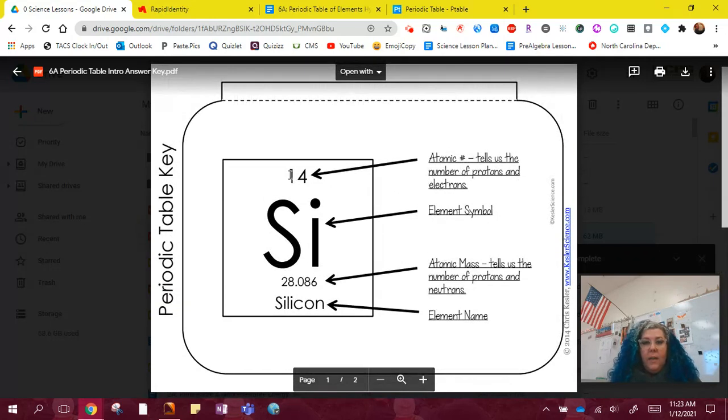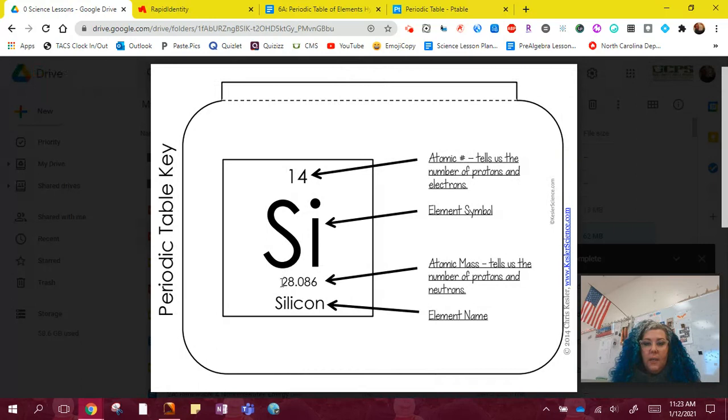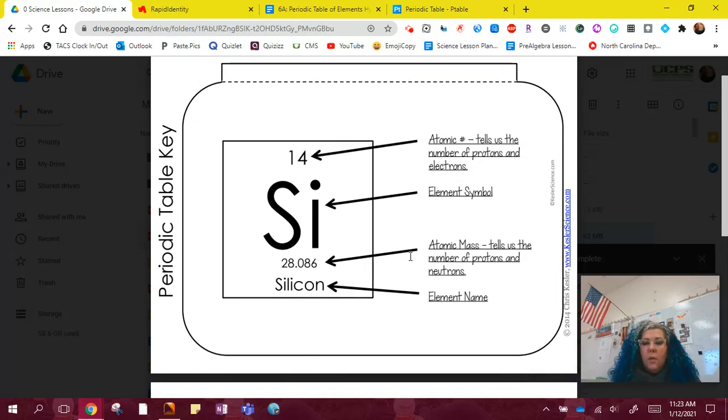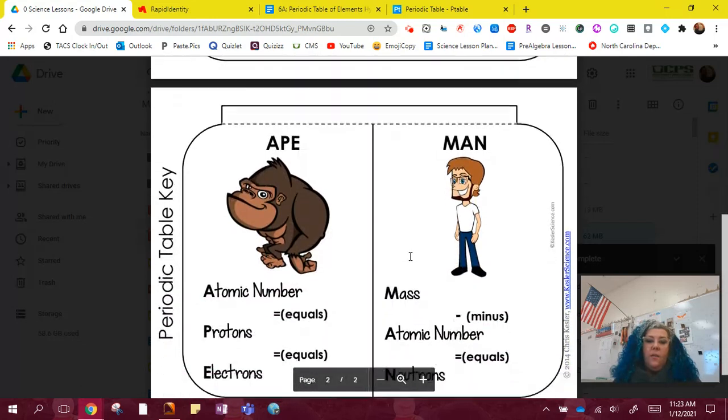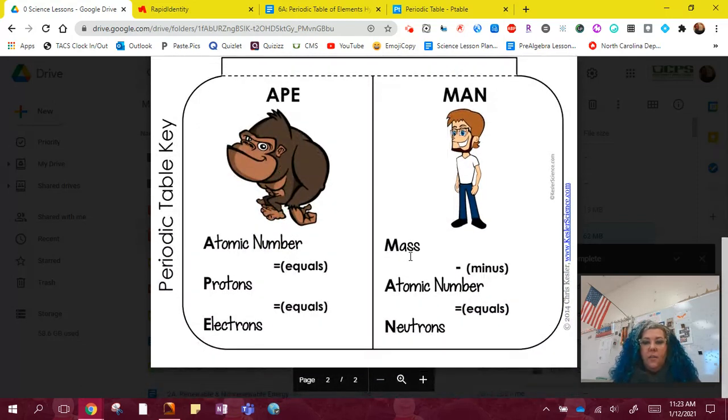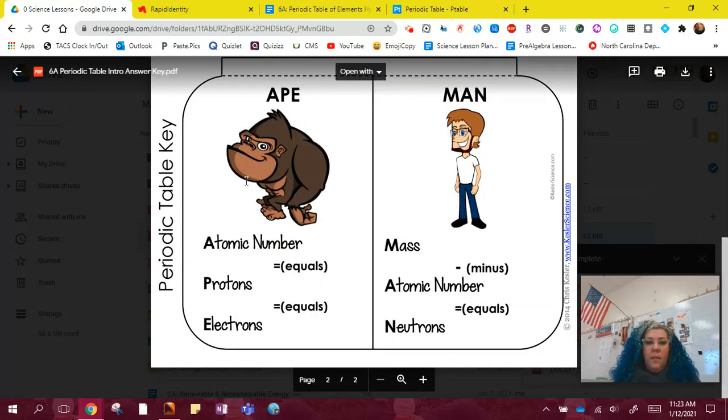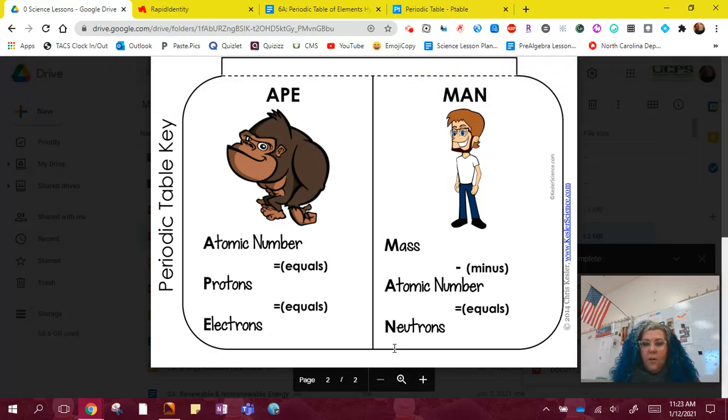And think about it. If this is protons and electrons, and your mass is your protons and neutrons, if you take the protons out, that's going to tell you how many neutrons are left over. So if you don't have this written down in your notebook, I would definitely get this written down. So remember, APE is atomic number equals protons, which equals electrons. MAN is an acronym that stands for mass minus the atomic number equals neutrons. So let's go ahead and get started with the actual periodic table basics.